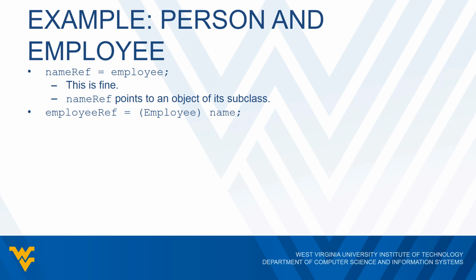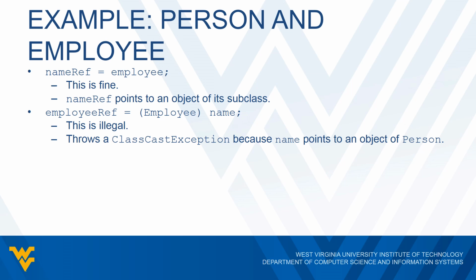Let's try this line. So here we're trying to do the other way around. Employee ref is a reference variable of type employee, and we're trying to have it point to an object of type person, or in this case, the name object. Now we can't directly do that. We're going to have some casting issues. So we're going to try to typecast it to employee. We're going to take the name object, typecast it to type employee, and then try to store it in employee ref. This does not work. In fact, this is going to throw a class cast exception.